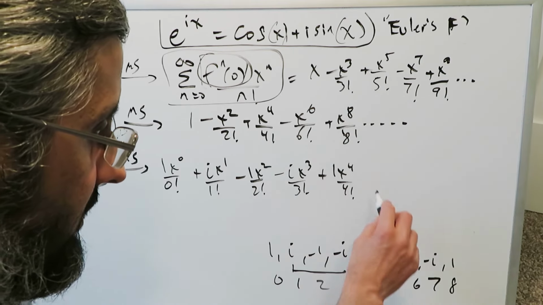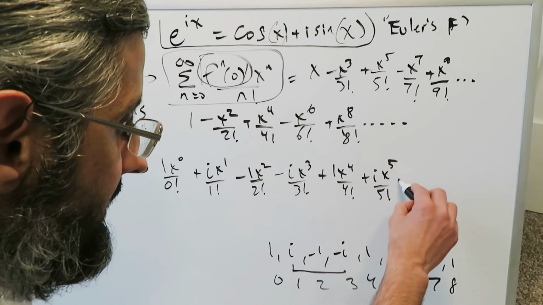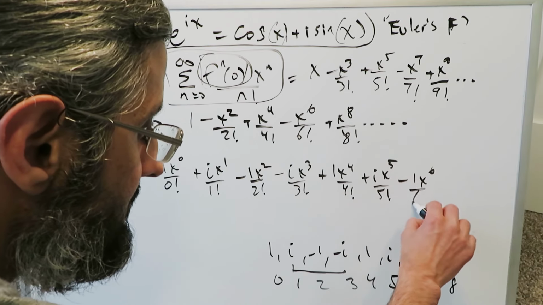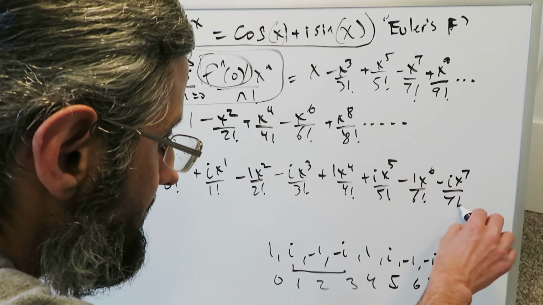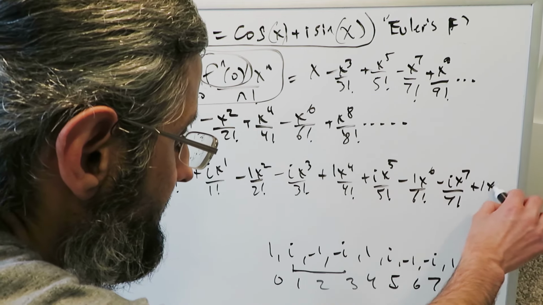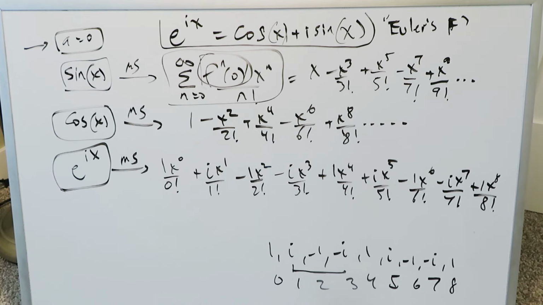I am here up to 4, then I have plus i x to the power of 5 over 5 factorial. Then I have minus 1 x to the power of 6 over 6 factorial. Then I have minus i x to the 7 over 7 factorial, and then plus 1 x to the power of 8 over 8 factorial. What are we doing again? We're developing the Euler's formula using the power series approach, specifically the Maclaurin series approach.